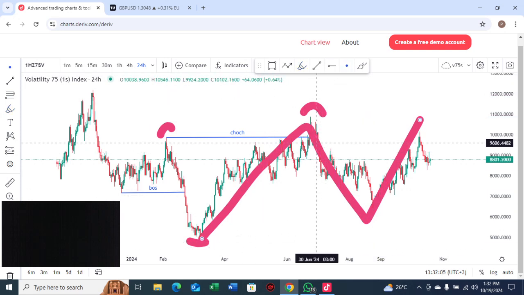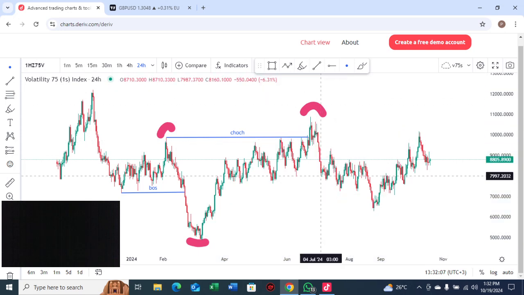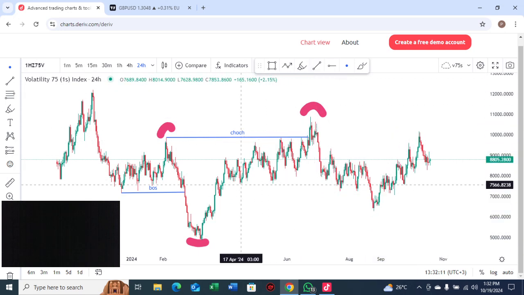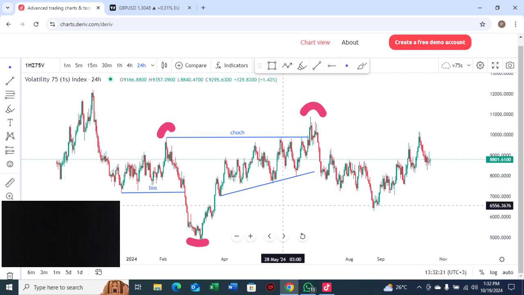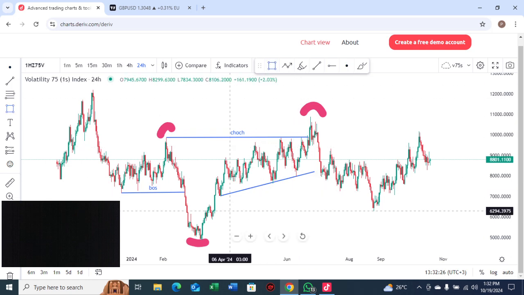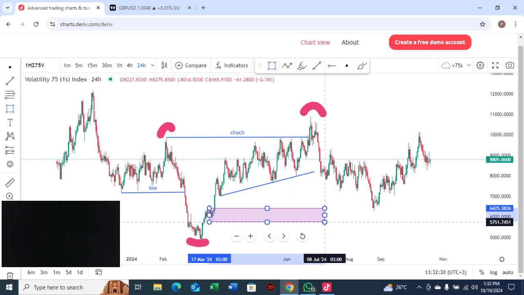So after the change of character, the market had to retrace. In this case, you can see there was a lot of liquidity along here. Remember, if you don't spot liquidity in the market, you are most likely to be what? You are most likely to be the liquidity. So this was a trendline liquidity that was there. And then before that, below that liquidity, there was what? There was a point of interest here.